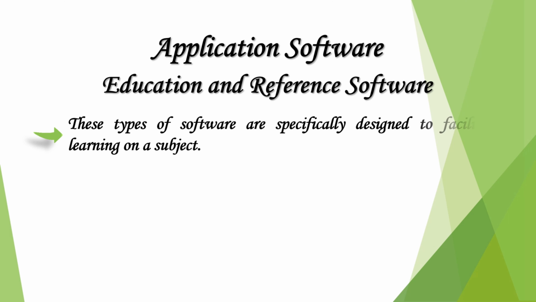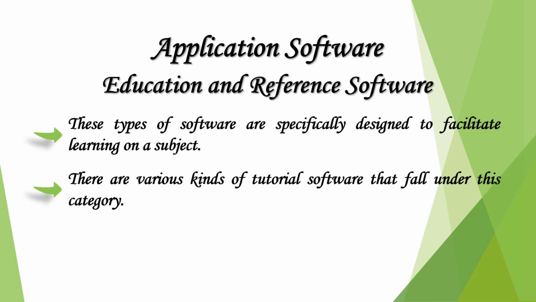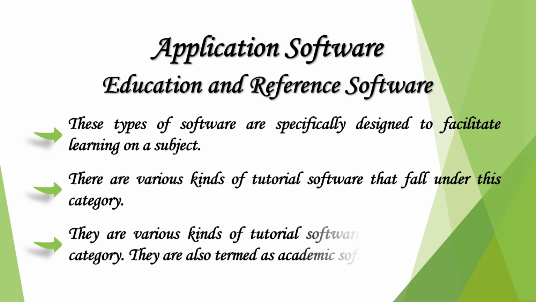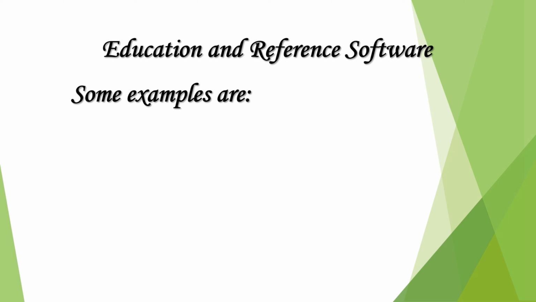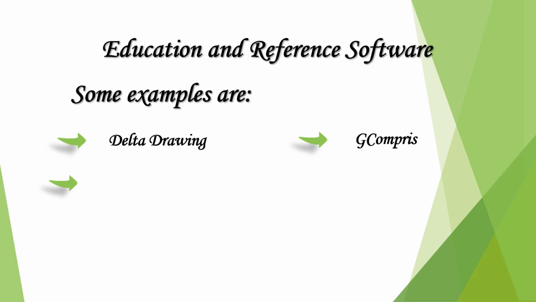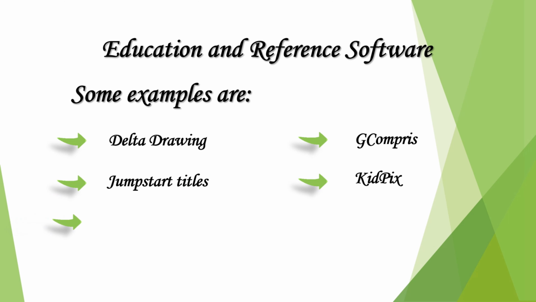Education and reference software. These types of software are specifically designed to facilitate learning on a subject. There are various kinds of tutorial software that fall under this category. They are also termed as academic software. Some examples are Delta Drawing, Gcompress, Jumpstart Titles, KidPix, MindPlay, TuxPaint.